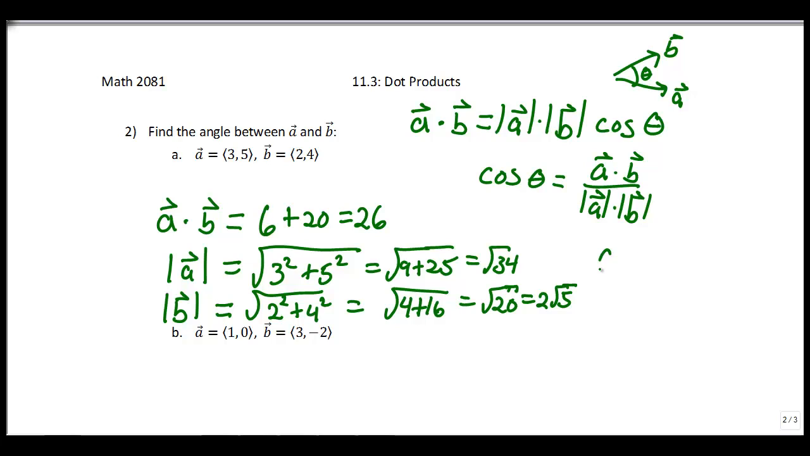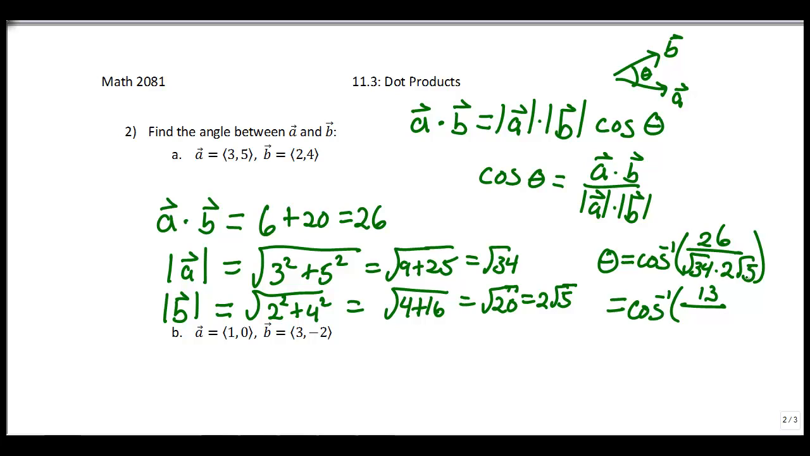And so theta, in the end, is going to be an inverse cosine, or arc cosine, of, so we're going to take inverse cosine on both sides, A dot B, that's 26, over magnitude of A, square root of 34, times magnitude of B, 2 square roots of 5. So our angle here is cosine inverse. The 26 and the 2 cancel to give us a 13 over 5 times 34 is 170. So let's make that a little bit nicer: about 13 over square root of 170. There. So this could be an acceptable answer.